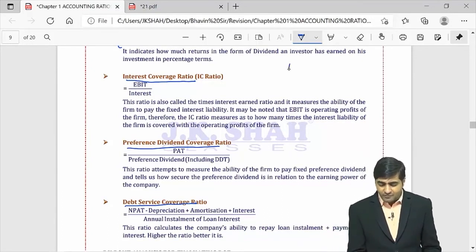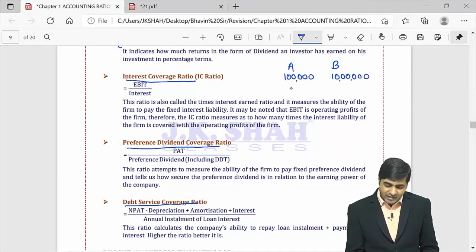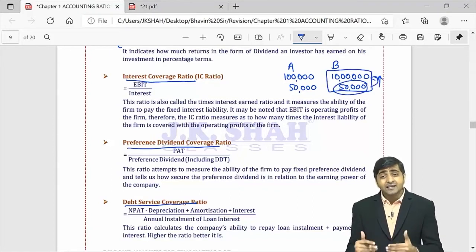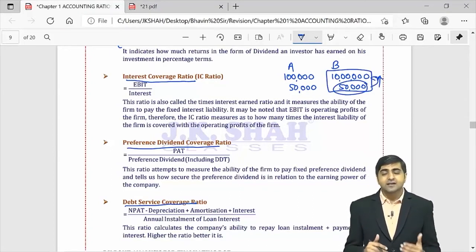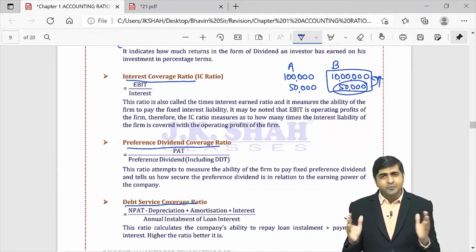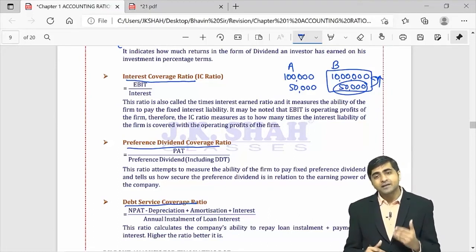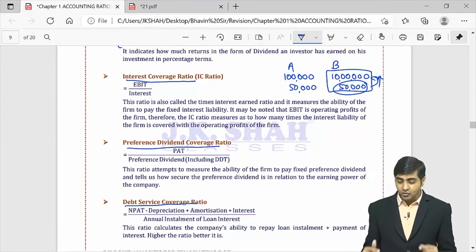So let's say for example, there are two companies, A and B. A has an EBIT of 1 lakh, B has an EBIT of 10 lakhs. And guys, both of them, let's say, are paying interest of 50,000. So can I say that company B has a higher coverage of interest on the EBIT, and the higher the ratio, the lesser will be the risk. So we have 10 lakh rupees to pay interest of 50,000, whereas for company A, we just have 1 lakh rupees to pay the dividends or interest of 50,000 rupees. And guys, this ratio, if it is higher, indicates that risk is going to be lower.